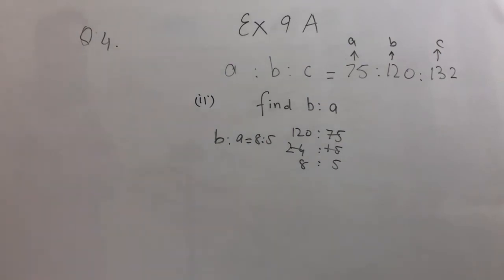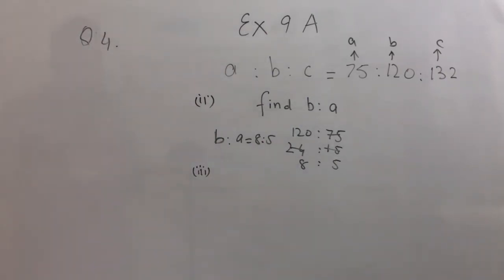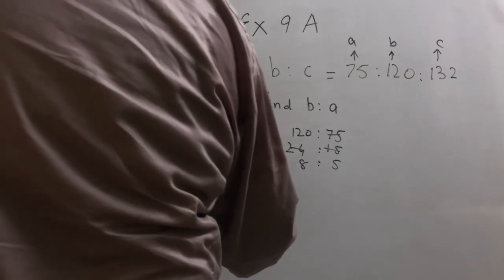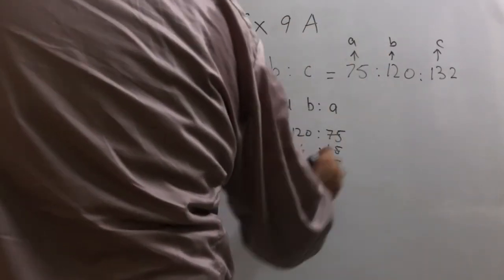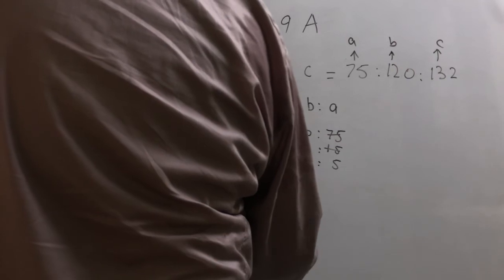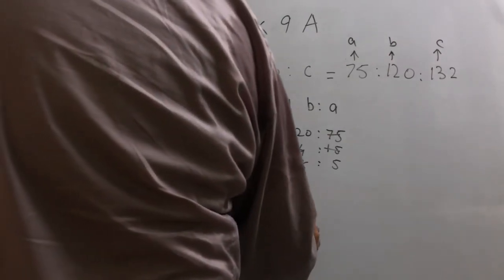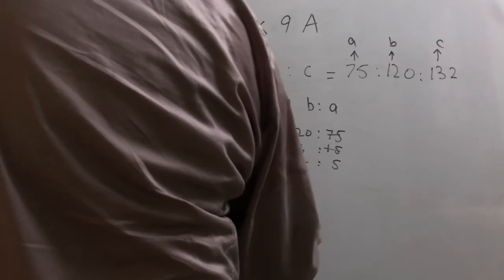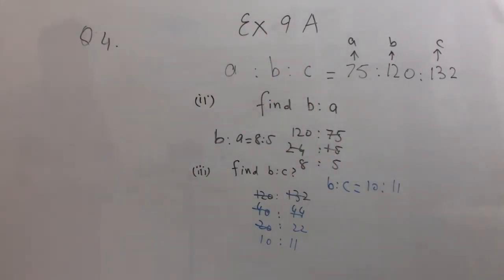Okay. So we solved part 2. Now we will be doing part 3. Find B ratio C. B is 120, C is 132. We'll be simplifying these two by 3. 3 4s are 12, 0. 40, 44, then we divide by 2. Again we divide by 2. So we get B ratio C as 10 ratio 11. This is the answer for part 3. So in this way, we have solved all 3 parts of question number 4.